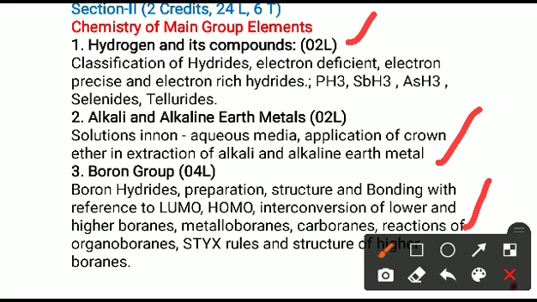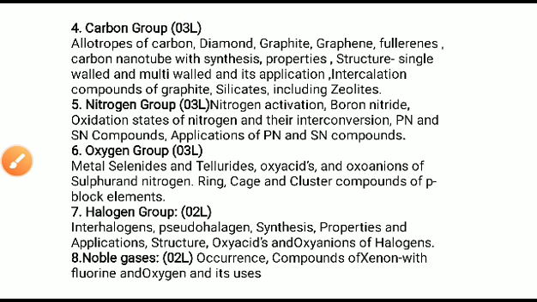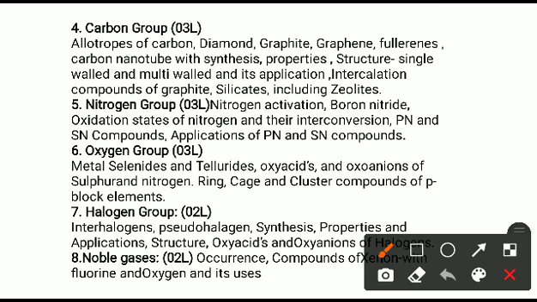and the Styx rule and the structure of the higher boranes. Next topic is carbon group. It includes allotropes of carbon, graphite, graphene, fullerene, nanotube, synthesis, properties, single-walled and multi-walled structure and its application, intercalation compounds, etc. Next topic is nitrogen family or nitrogen group. It includes nitrogen activation, boron nitride compounds, Pn and Sn compounds and their applications.